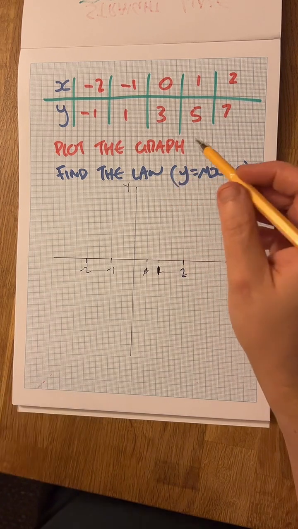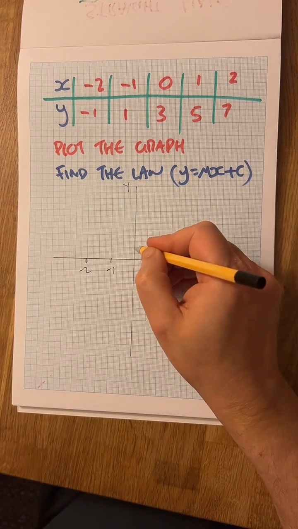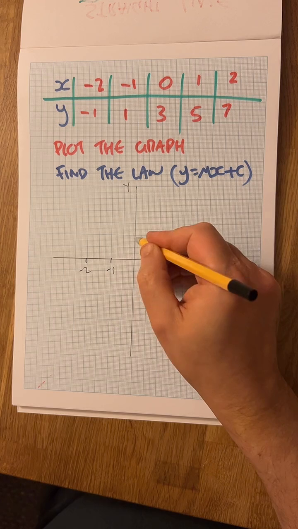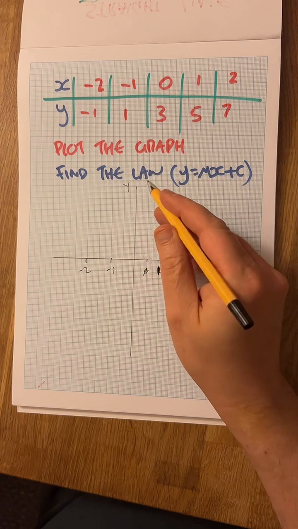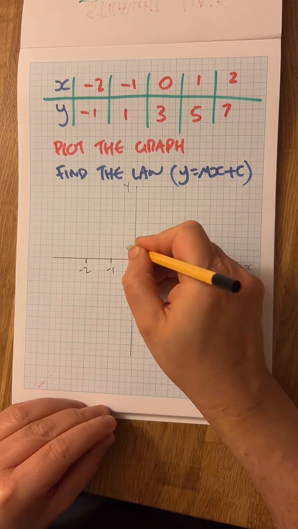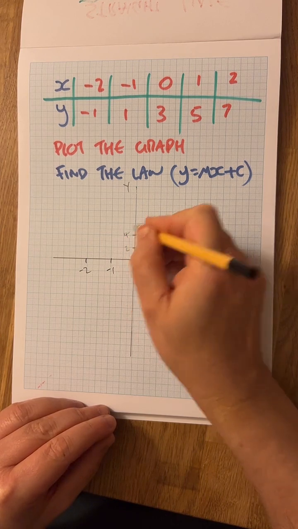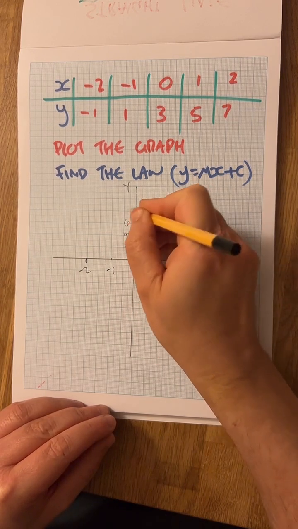And then Y has got to be up to 7. So I'm going to go 2, 4, 6. 1, 2, 3, 4, 5, 6. I'm doing it properly, right? So I'm going to go, don't panic, 2, 4, 6, 8.